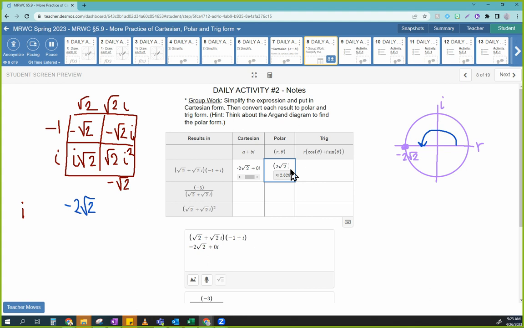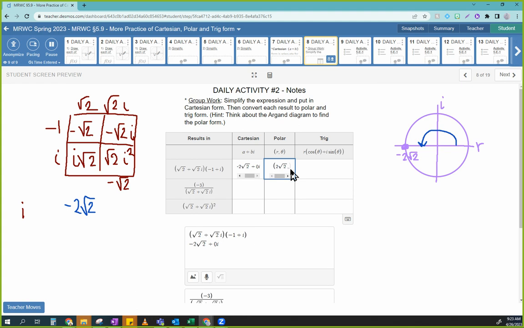Now, Ms. Johnson, why is it not negative? Because a radius is a length, it will always be positive. You don't ever say, hey, can you run negative 20 yards to the donut shop and get us donuts? You don't say negative 20 yards, right? So my radius is 2 root 2. Does everybody see that?